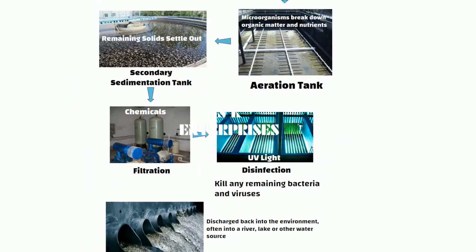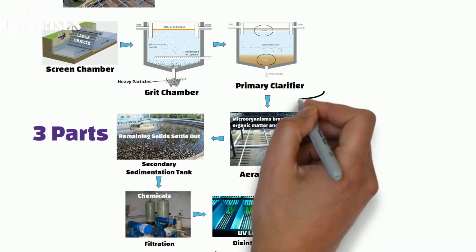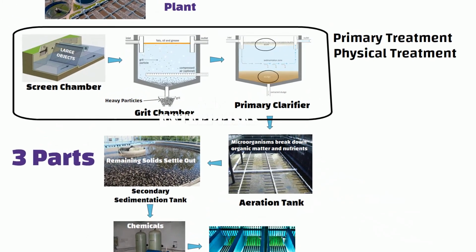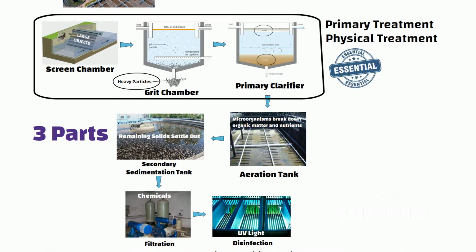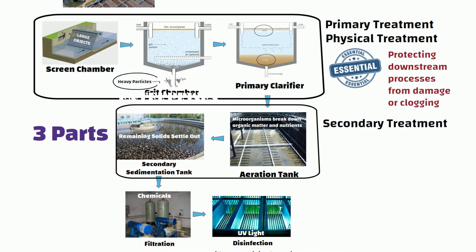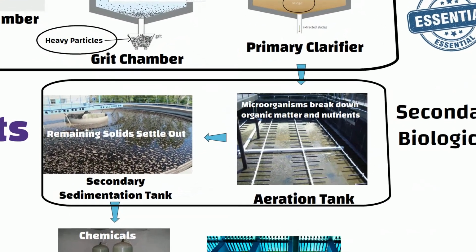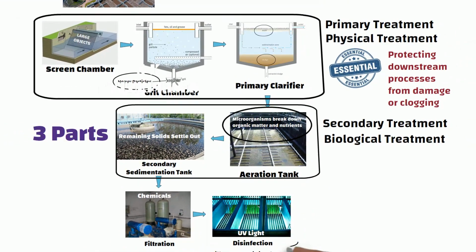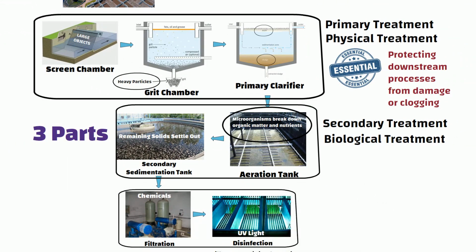This whole process is divided into three parts. From screening to primary clarifier, it's called primary treatment or physical treatment, where large and small solid particles are removed from the wastewater. This is essential in protecting downstream processes from damage or clogging. From aeration tank to secondary sedimentation tank, it's called secondary treatment or biological treatment, in which microorganisms break down organic matter in the wastewater. Filtration and disinfection come under tertiary treatment, also called chemical treatment.